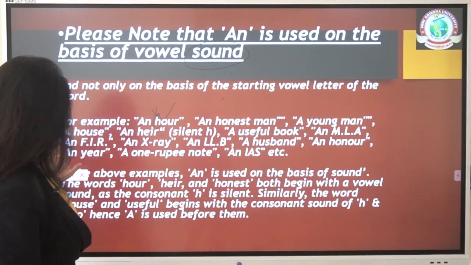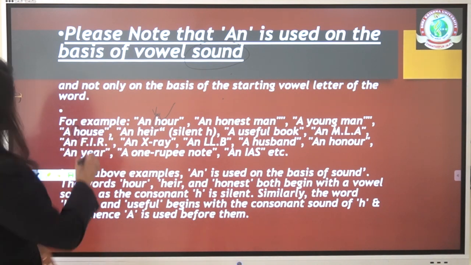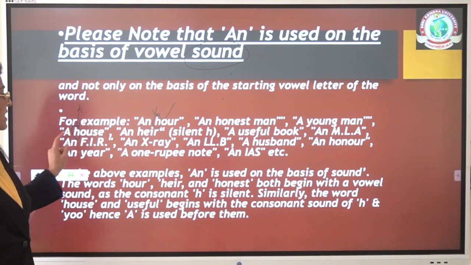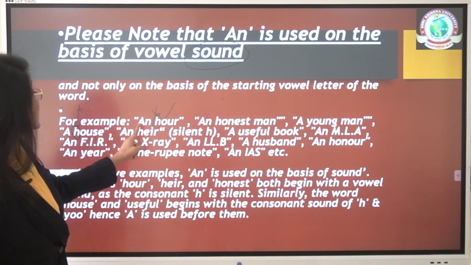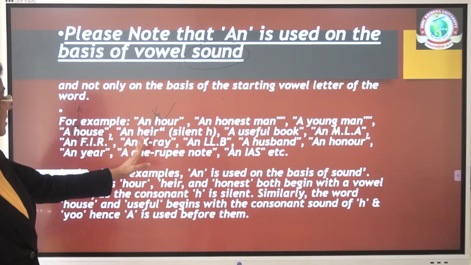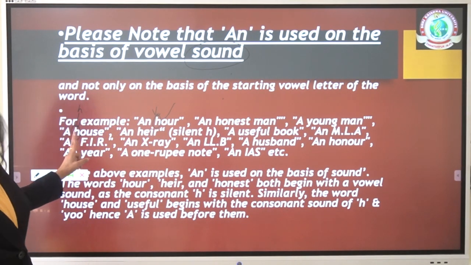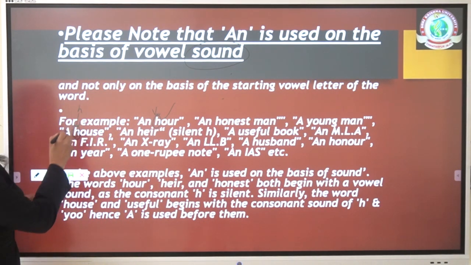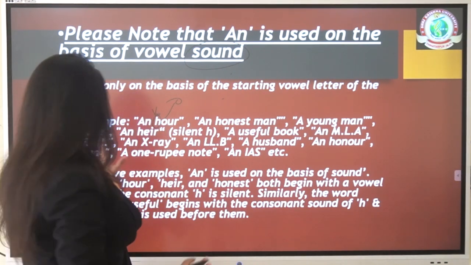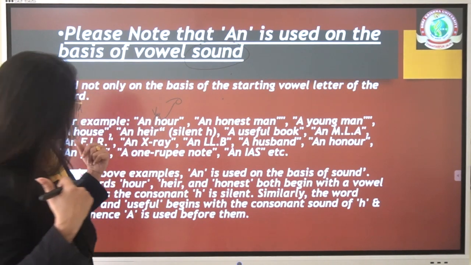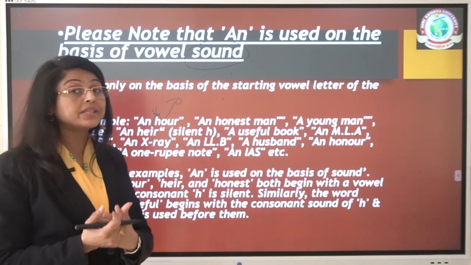A young man, a house. Now here if you see, house, H letter, right? So, an hour, a house. Why is it so? Despite both of them beginning with H, it is not about the letters, it is about the beginning sound. Here the beginning sound is H and here the beginning sound is O. So if the beginning sound is a vowel sound, then you are going to use AN, and if the beginning sound is a consonant sound, then you are going to use A.